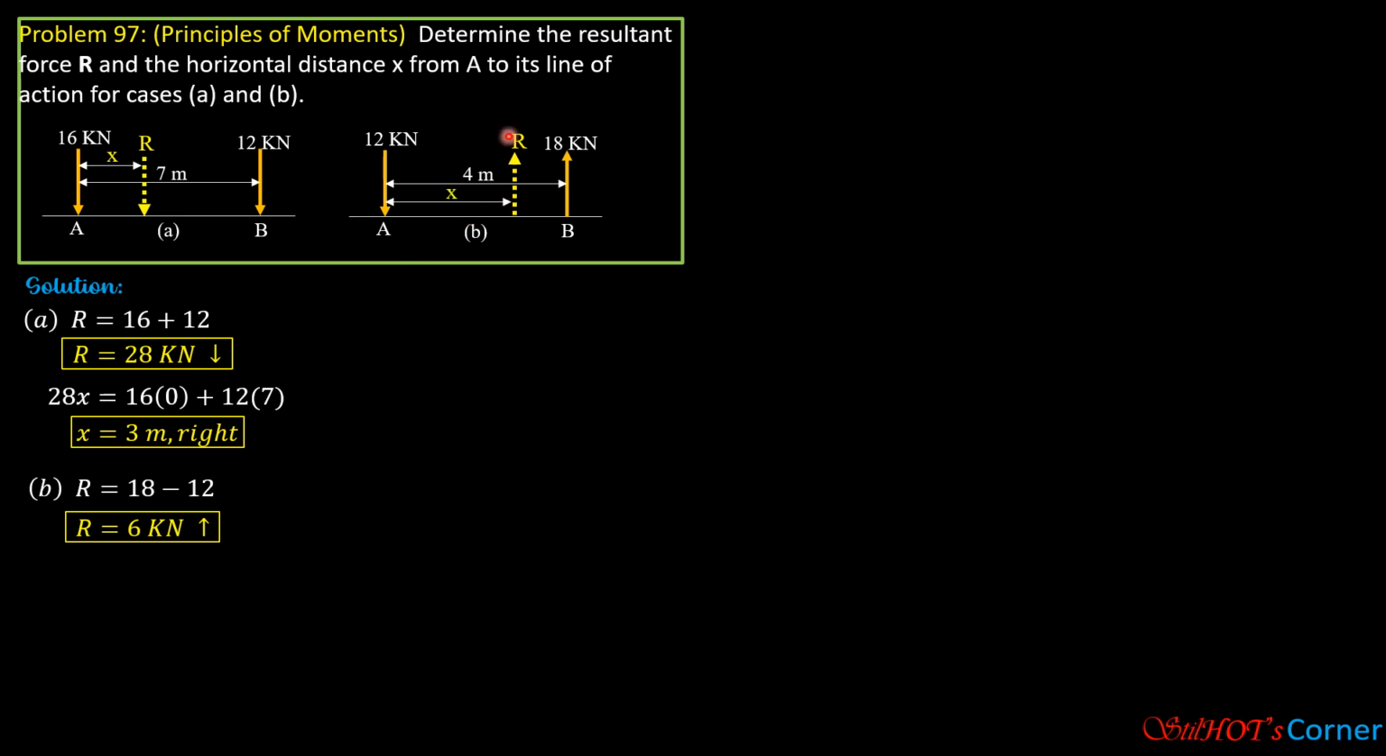So the moment of R about A is counterclockwise, so it is R, which is 6 times x, and it is equal to 12 times 0 plus 18 times 4. So 6 times x equals 18 times 4 plus 12 times 0, it doesn't matter. Anyway, the moment arm of the 12 kilonewton force is 0. Solving for x, x is equal to 12 meters, and since it is positive, it is right of A. So it is somewhere here or here.